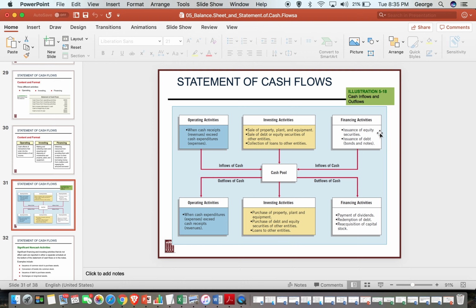And then financing activities. An inflow might be issuance of common stock or issuance of bonds. Paying back the common stock, redeeming the debt, and payment of dividends will all be outflows of cash. So all these six activities relate to your cash pool, these three in a positive way, these three in a negative way.